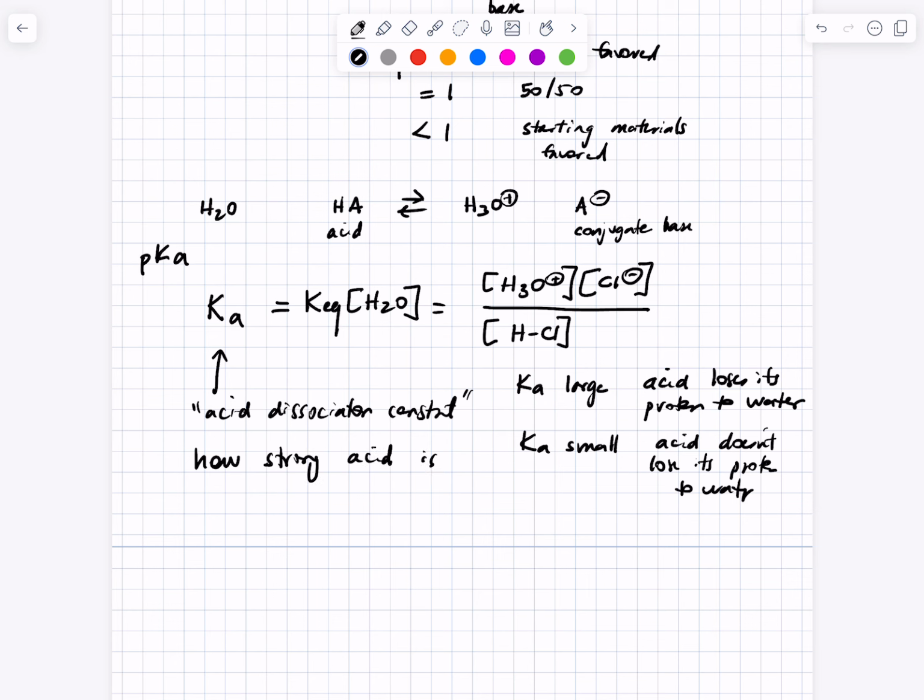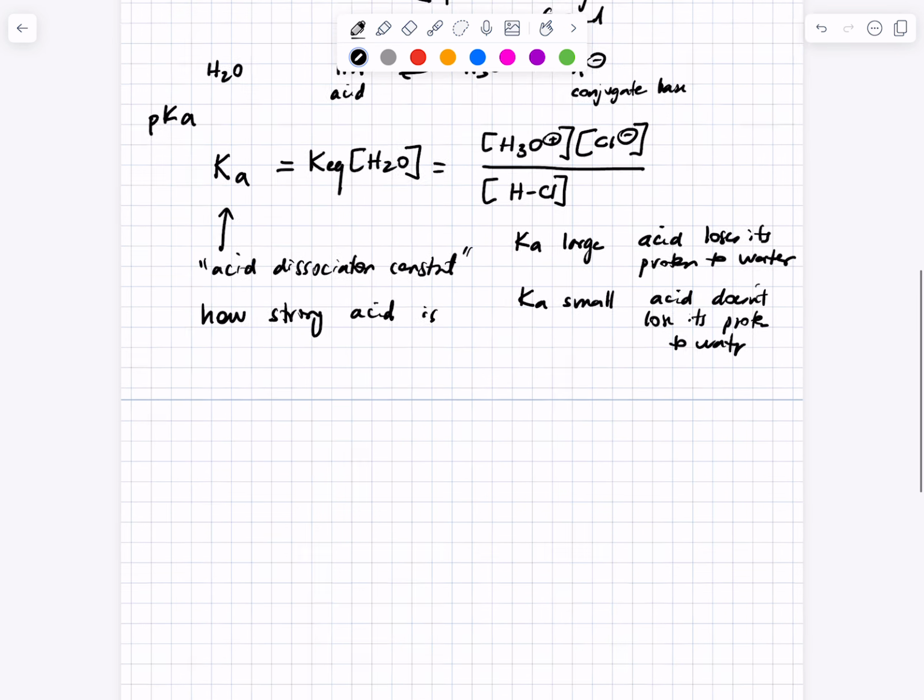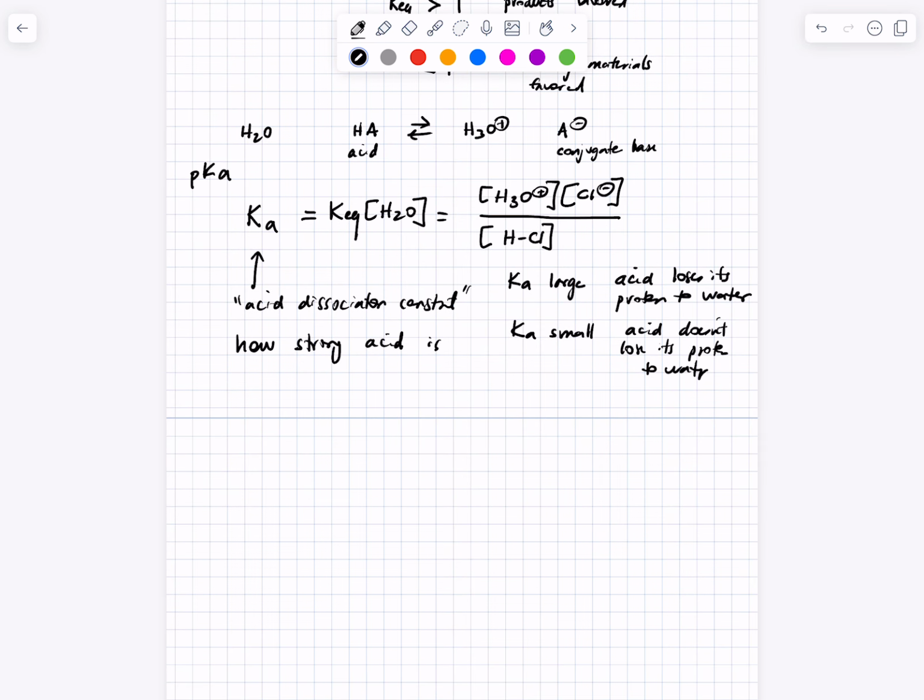Now, as I said, Ka varies over many orders of magnitude. So one of the things you can do to make things simpler when you're trying to compare numbers like 10 trillion with numbers like 0.000000001 is you can take the base 10 logarithm of a number, and that makes it easier. So we're defining the term pKa, where P stands for power, as the negative log of Ka.